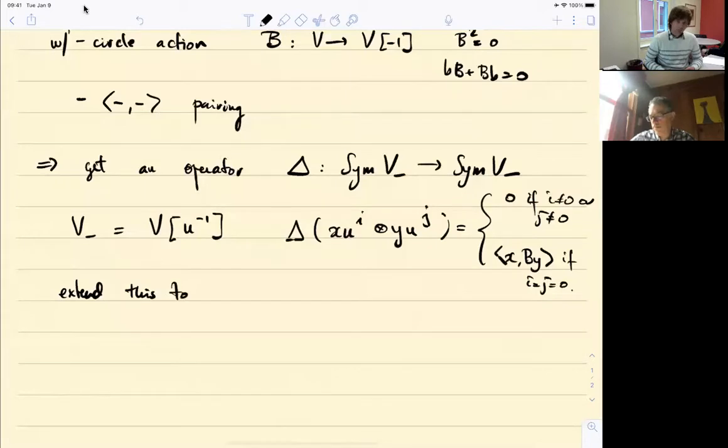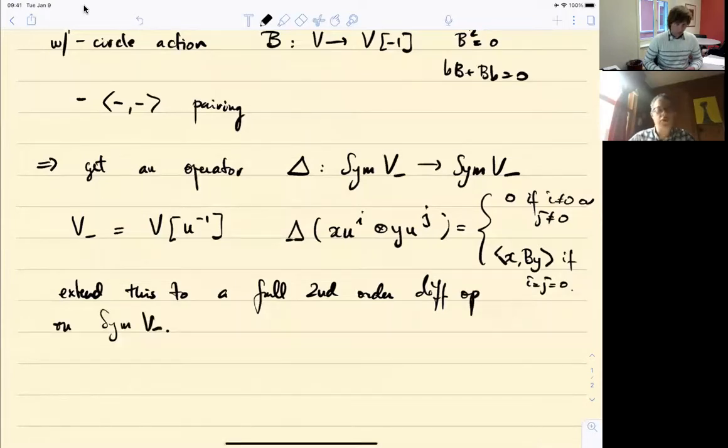So then delta was extended to a full second order differential operator on all of Sym V minus. And I wrote last time a formula. What you do is you basically sum up in all possible ways a way to choose 2 terms in the symmetric tensor and apply this operator delta.